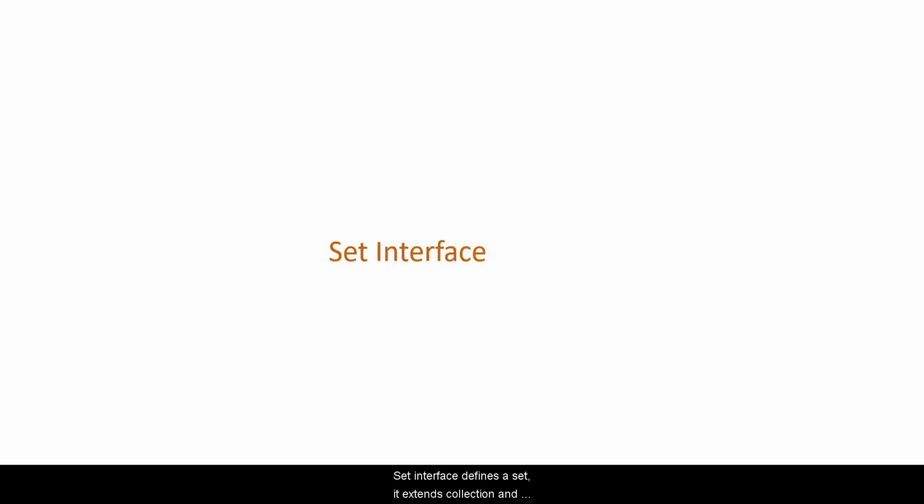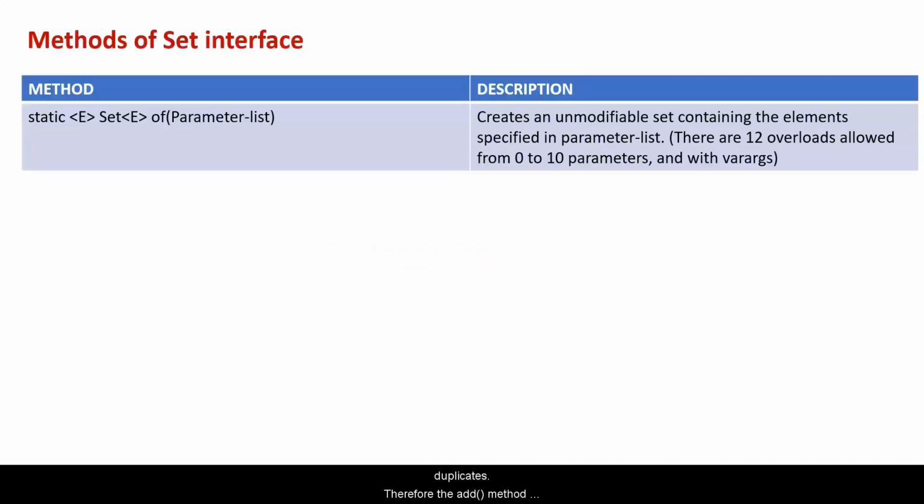The Set interface defines a set. It extends Collection and specifies the behavior of a collection that does not allow duplicates. Therefore, the add method returns false if an attempt is made to add a duplicate element to a set. Set does not specify additional methods of its own except the factory method of.